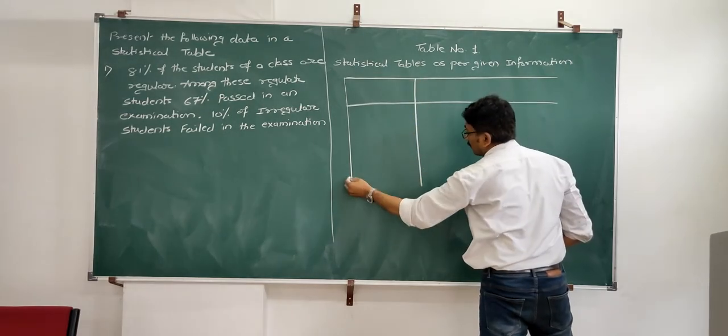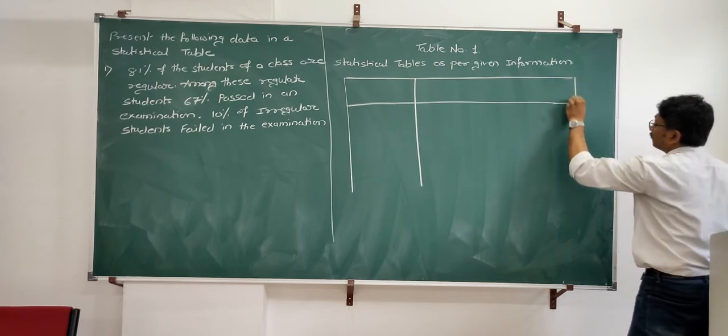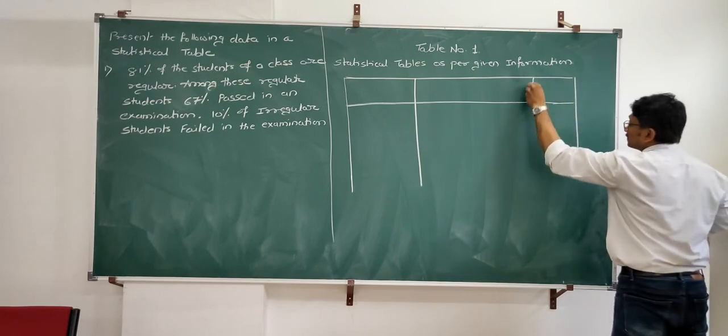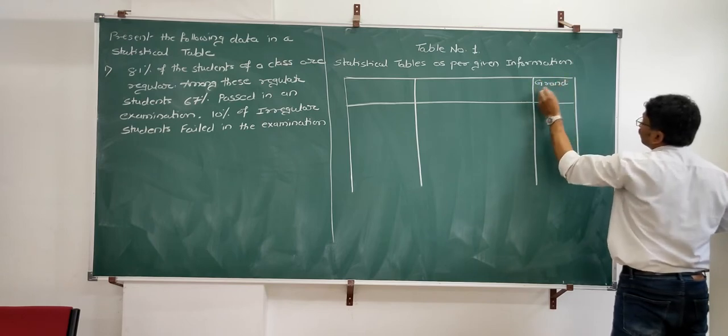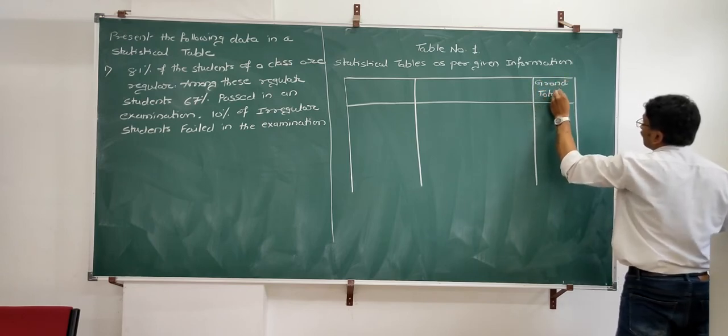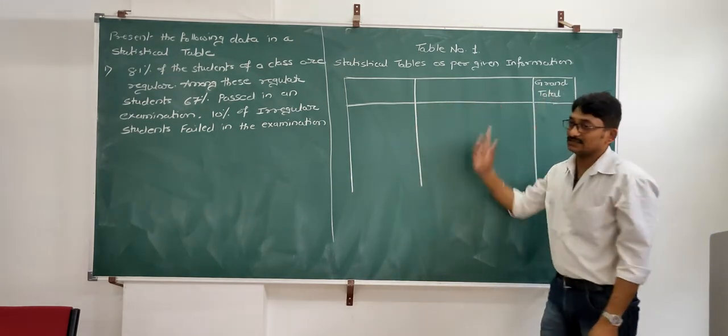Here I will write one more. As you know, the last column is always a grand total. Prepare this. Here you write grand total. Now what to write in this area and in this space?